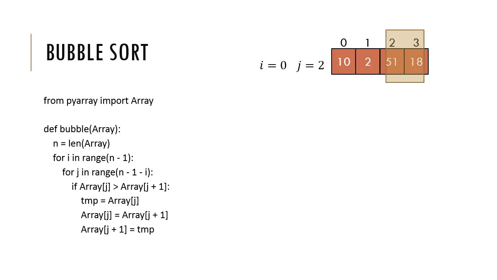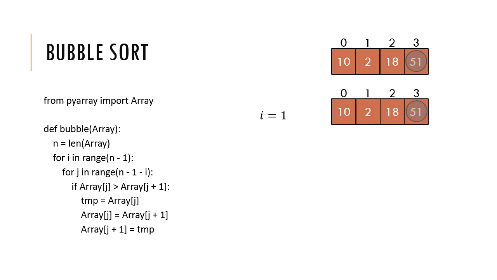Then j goes to 2. 51 and 18 are compared. Since 51 is greater than 18, the elements are swapped. We have come to the end of the first pass, that is, all the iterations for the value of i equal to 0. At the end of the first pass, the largest element, 51, has bubbled to its correct position.